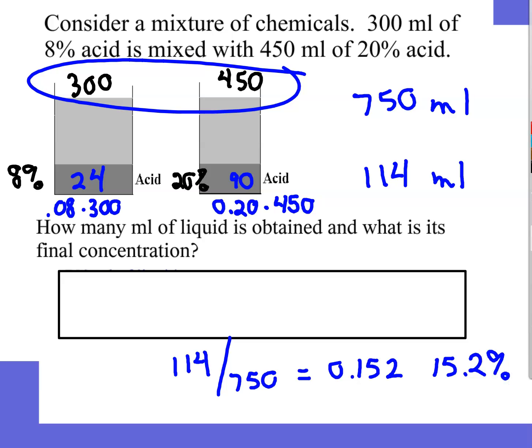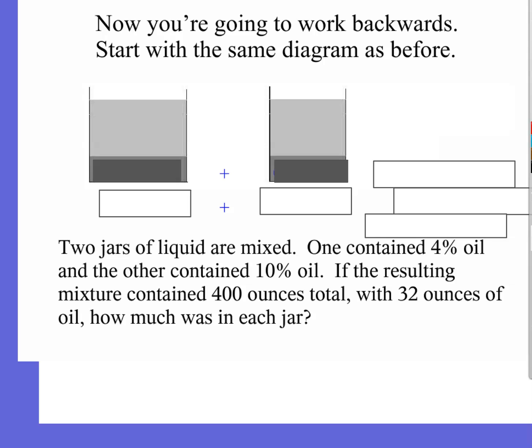Okay. Well, now we're going to work backwards. Instead of knowing how much of each thing I'm starting with and mixing them together, I'm saying, look, when it's all said and done, here's what I want. In this case, I want 400 ounces total, with 32 ounces being how much oil is in the jar.